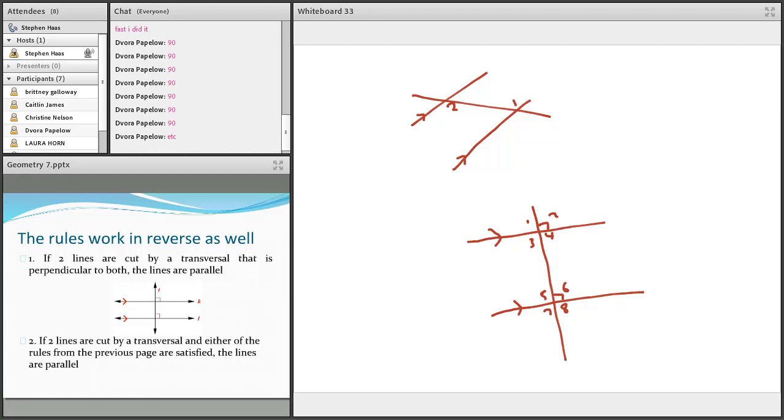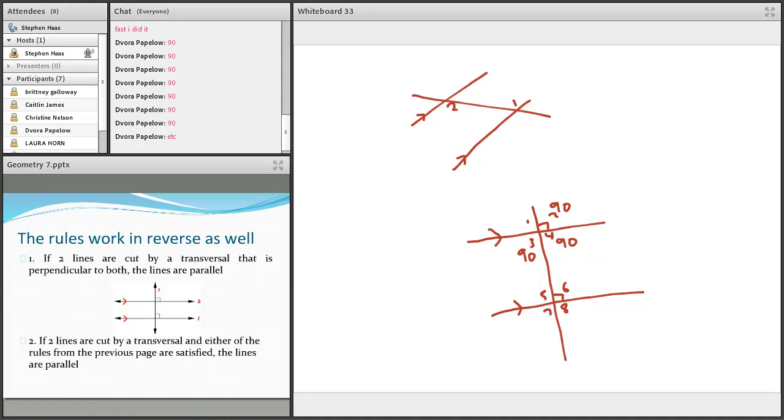A right angle, a perpendicular line, makes a right angle. Now, if this is 90, then 4 also has to be 90 because it's a linear pair. And these 2 and 4 have to be supplementary. 3 also has to be 90, either because it's a linear pair with 4, so it's supplementary with 4, or because it's a vertical angle with 2, which is 90, so it has to be equal with 2.